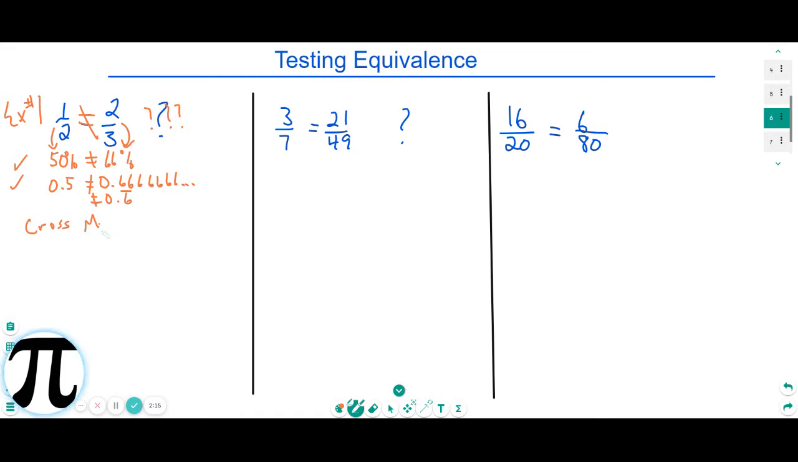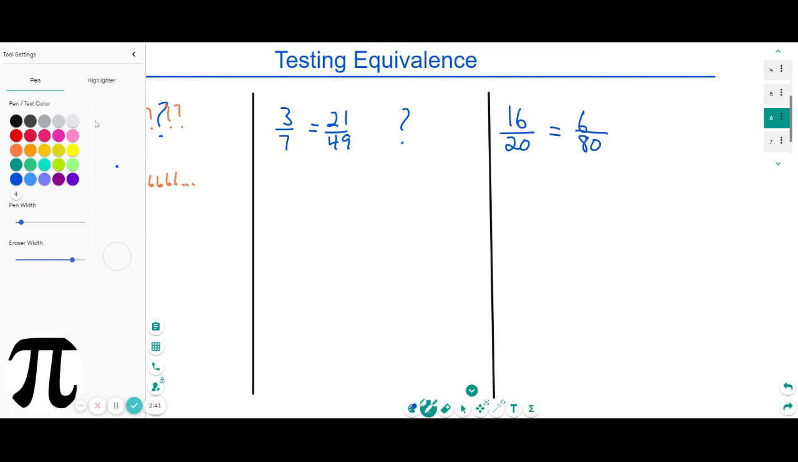And so this kind of gets into why cross multiplying works. You could use cross multiplying for a number of things. Number 1, you could use it to prove equivalence. Number 2, you could use it to prove that fractions aren't equivalent. Number 3, and this is how we'll end the lesson, you can use cross multiplying to solve for unknowns. But let's just look at this from a cross multiplying perspective, okay?